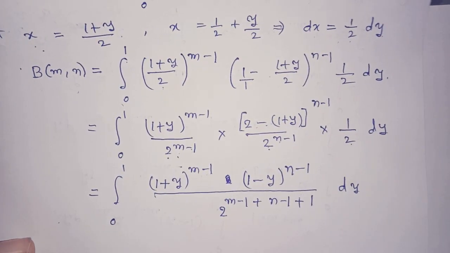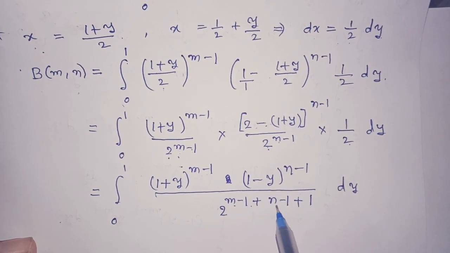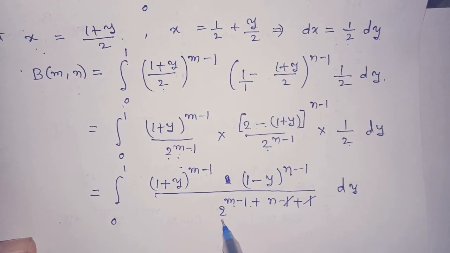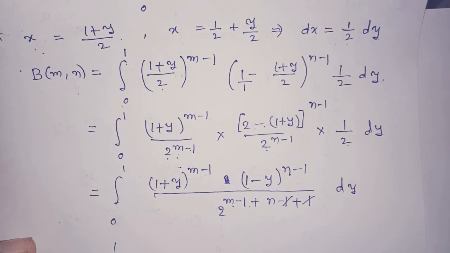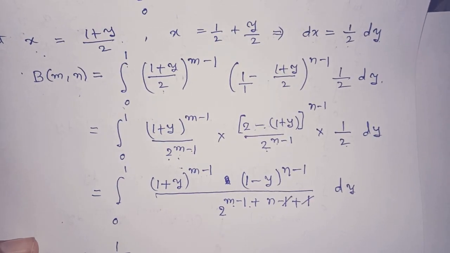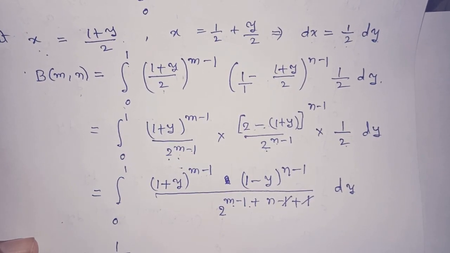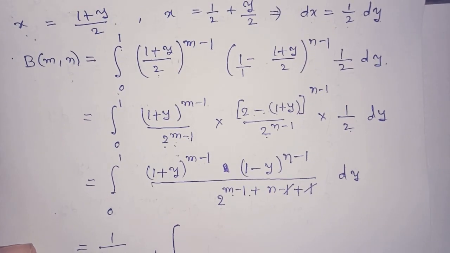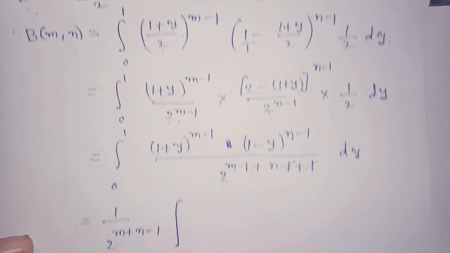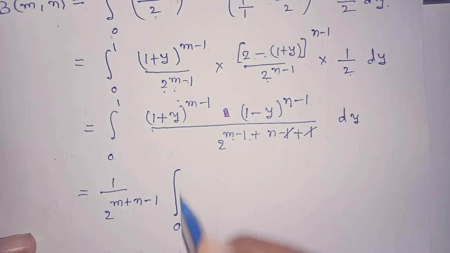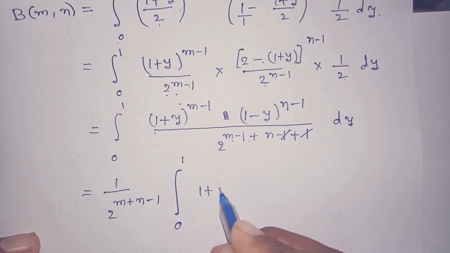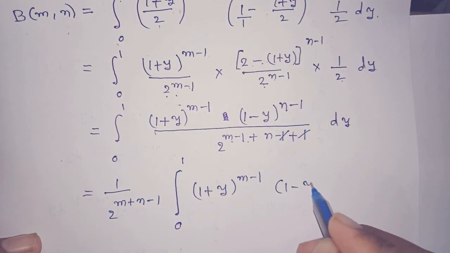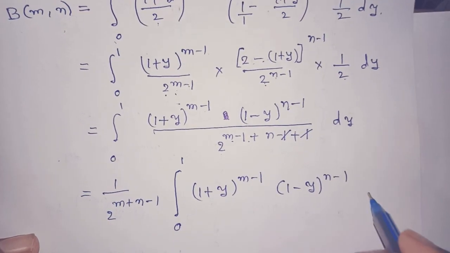But we know that 1 by 2 power of m minus 1 plus n minus 1 plus 1 is a constant. On solving it, we get 2 power of m plus n minus 1. Therefore, 1 by 2 power of m plus n minus 1 is a constant. Thus, we take it to the outside. Therefore, the integral within limits 0 to 1, (1 plus y) power of m minus 1, (1 minus y) power of n minus 1 dy.